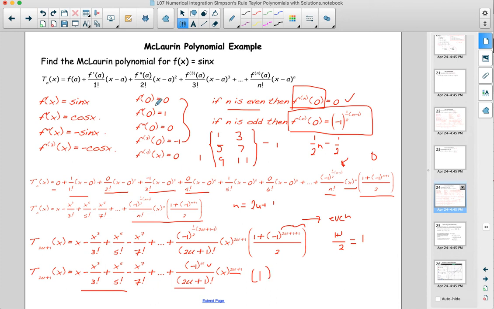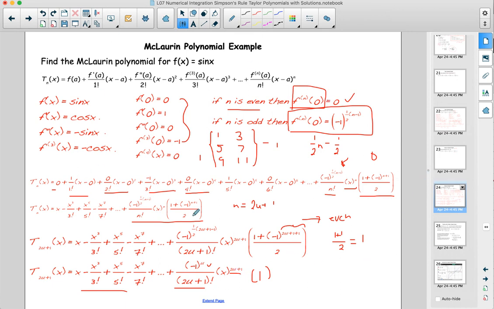So in general, the Maclaurin polynomial for sine x could be written as this: x minus x cubed over 3 factorial plus x to the 5th over 5 factorial minus x to the 7th over 7 factorial, and out to order n, negative 1 to the power k divided by 2k plus 1 factorial, x to the 2k plus 1.